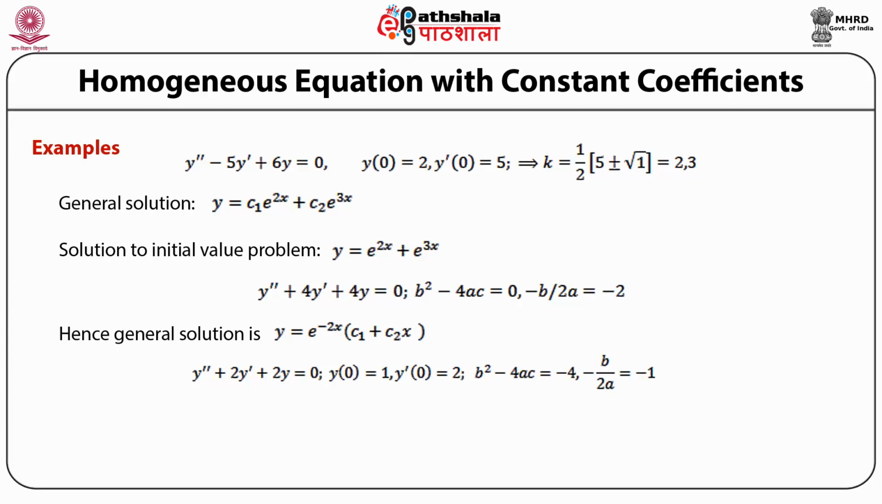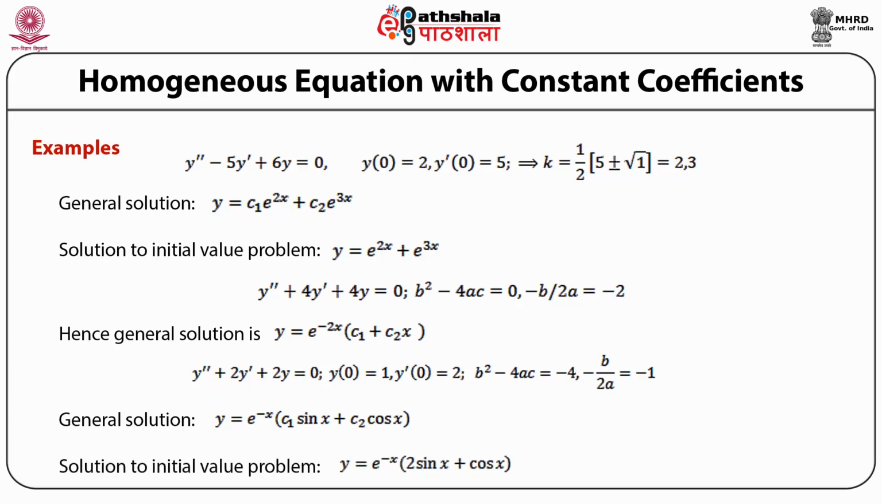We calculate the value of b square minus 4ac, which comes out to be minus 4, and the value of minus b by 2a is minus 1. So, the general solution in this case is given by y is equal to e raised to power minus x within the brackets c1 times sin x plus c2 times cos x. And the solution to the initial value problem is y is equal to e raised to power minus x times 2 times sin x plus cos x.